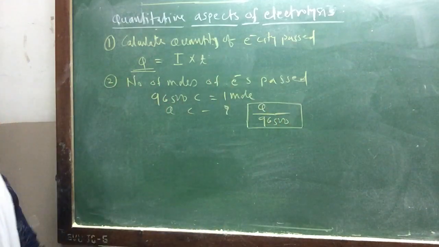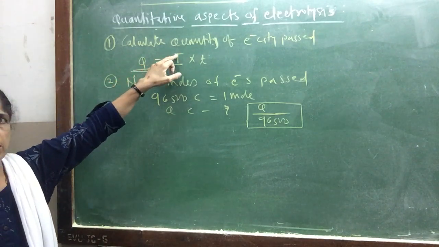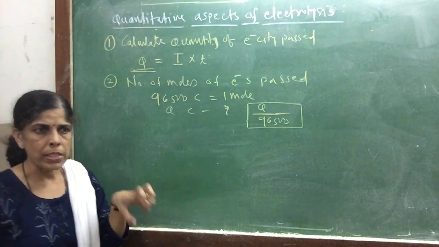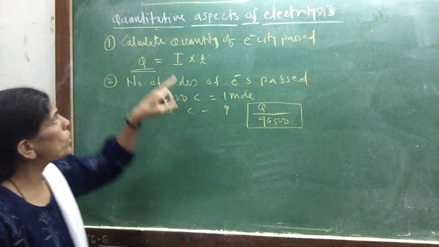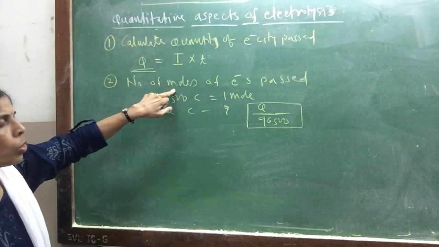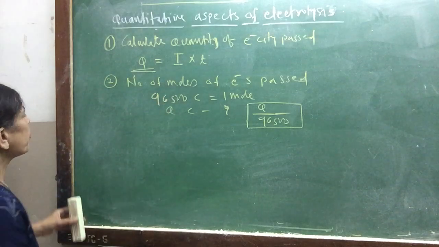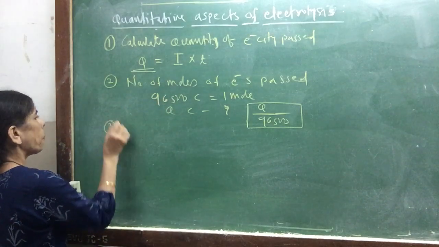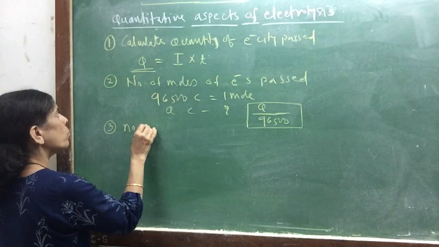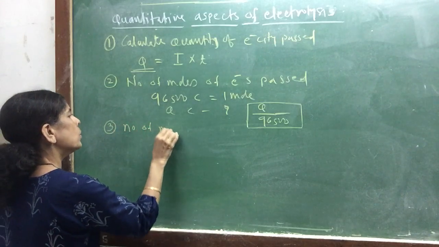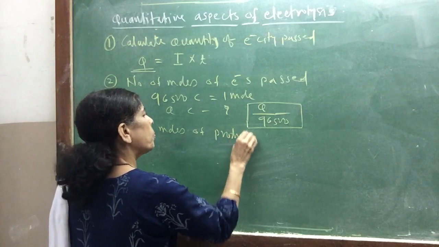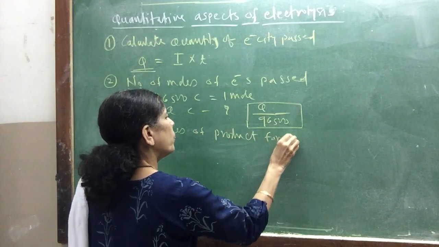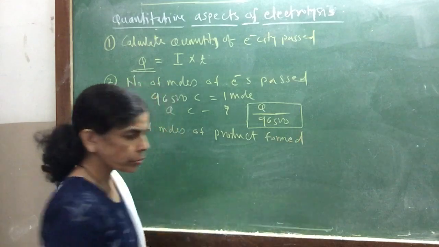In the first step we found how much quantity of electricity is passed in the cell. We are passing electricity and reactions are taking place which are non-spontaneous, isn't it? So the electricity passed is converted into number of moles of electrons passed. Third step, we have to find out the number of moles of product formed.